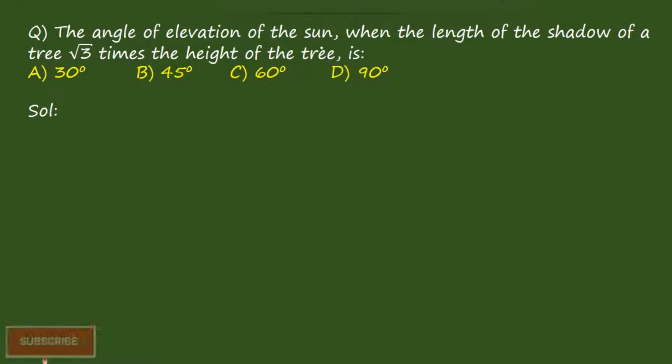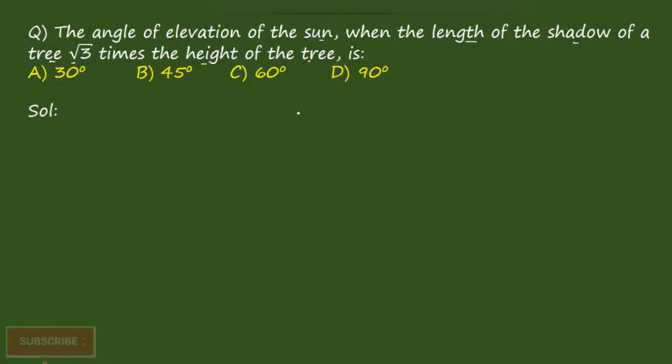Next question: the angle of elevation of the sun when the length of the shadow of a tree is root 3 times the height of the tree. First we understand the question. When the length of the shadow of a tree is root 3 times the height of the tree, they are talking about the sun.